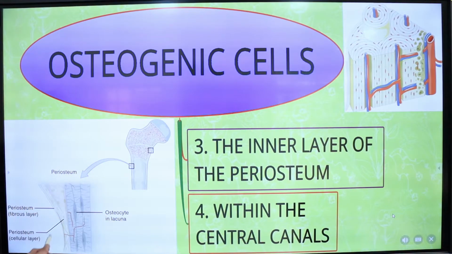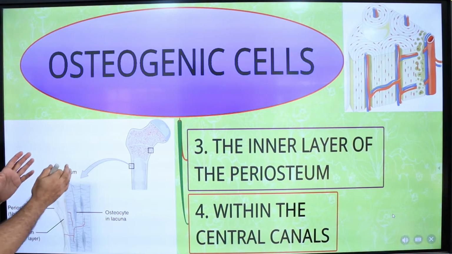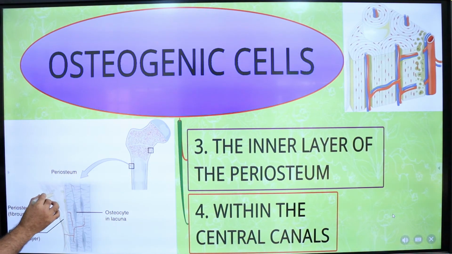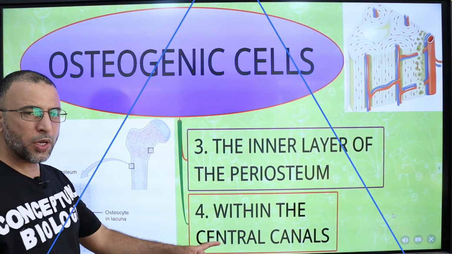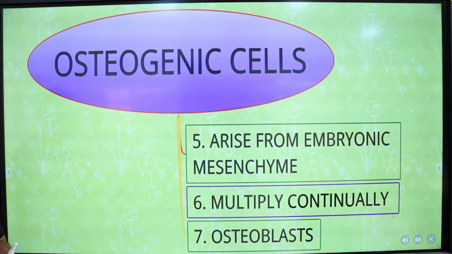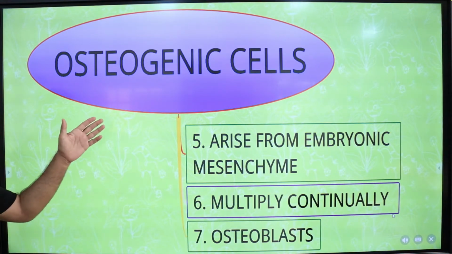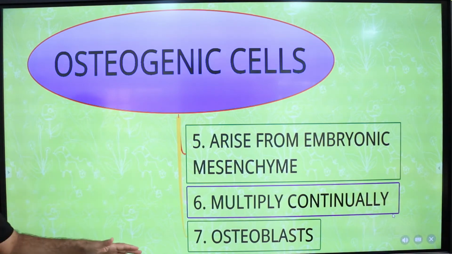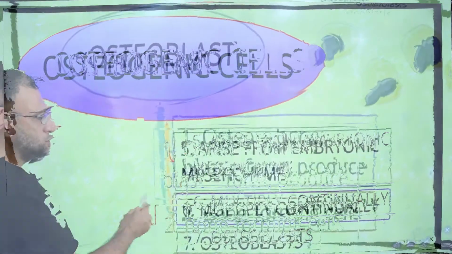Osteogenic cells are present in the inner layer of periosteum. So this is periosteum, which is a fibrous connective tissue that covers the long bone. And this is the inner lining of periosteum that has osteogenic cells. They are also present in the central canal of osteon. Osteogenic cells arise from embryonic mesenchyme. They divide by mitosis to give rise to osteoblasts, which are bone-forming cells.